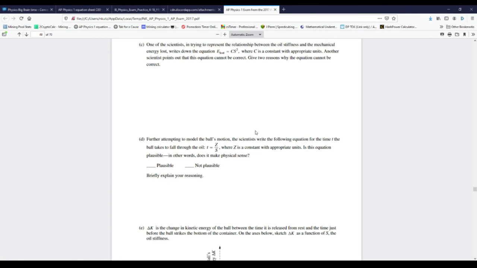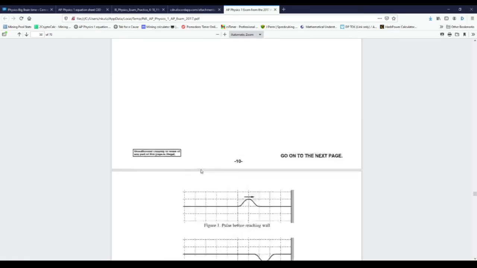Further attempting to model the ball's motion, the scientists write the following equation for the time t the ball takes to fall through the oil: t is equal to z over s, where z is a constant with appropriate units. Is this equation plausible? So this is saying that as stiffness increases, it takes less time. No, it's not plausible, because as stiffness increases, it takes less time to fall through the oil, which is not true. It should take more time. All right, what's the answer?